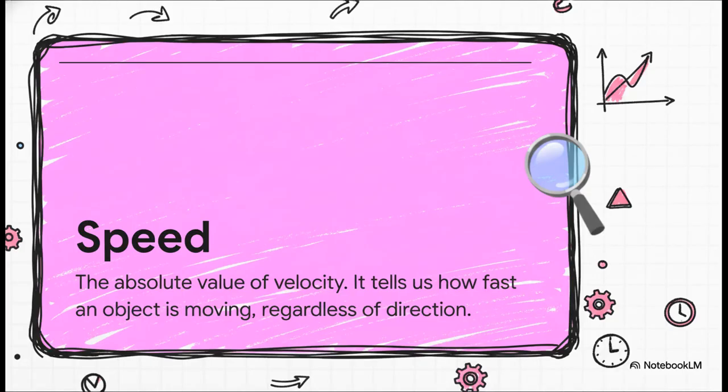Now for a quick but super important distinction. Speed is not the same thing as velocity. Speed only cares about how fast. It doesn't care about which way. That's why we just take the absolute value of the velocity. So a car with a velocity of negative 50 miles per hour and a car with a velocity of positive 50 miles per hour, they both have the exact same speed, 50 miles per hour.